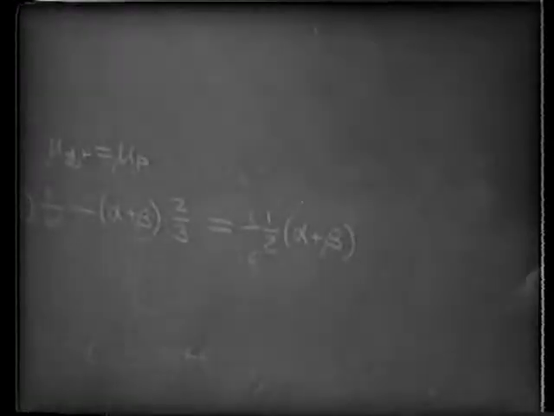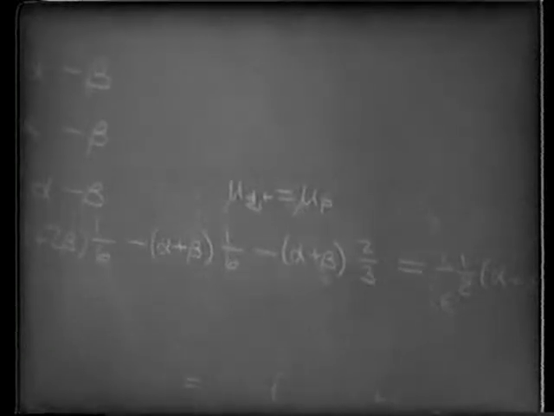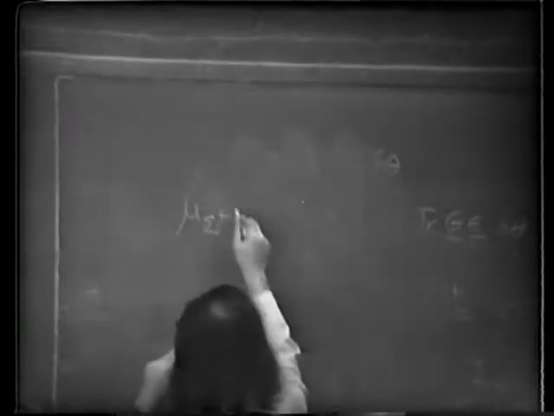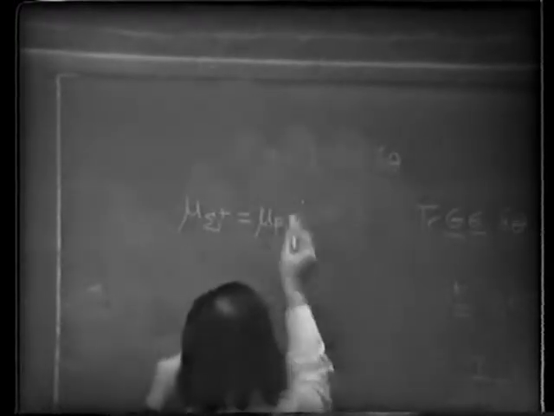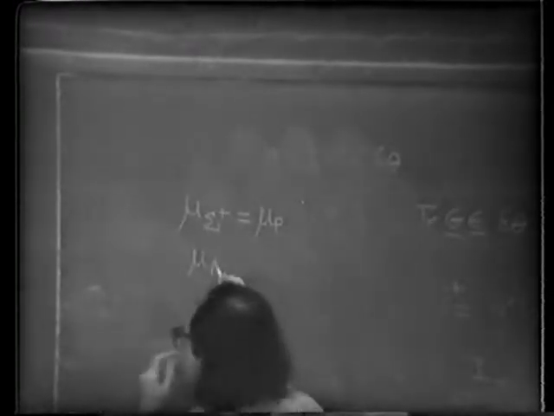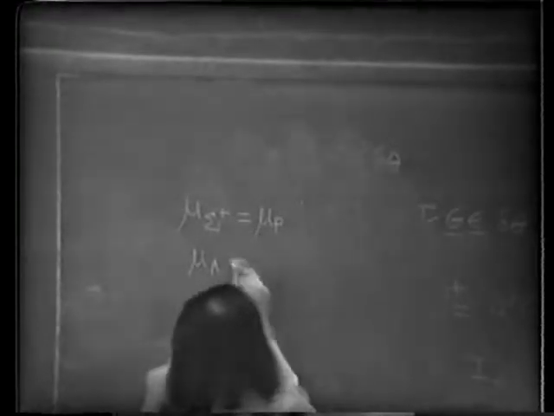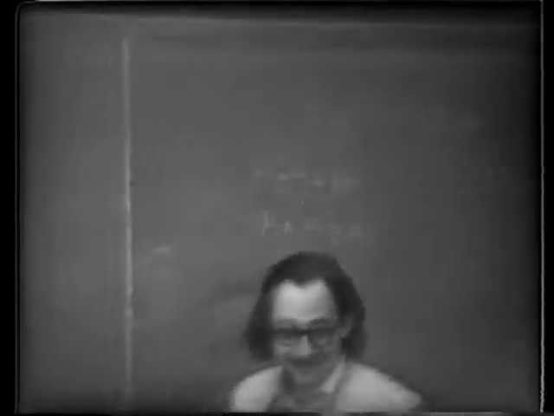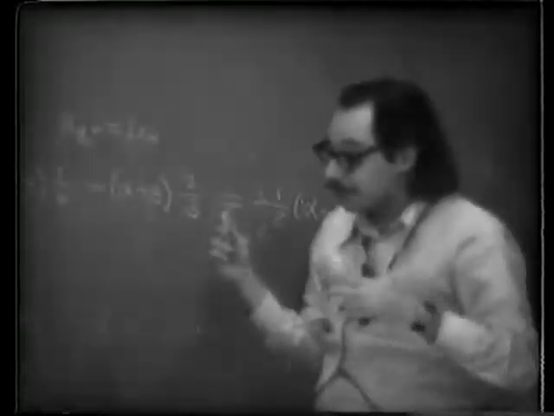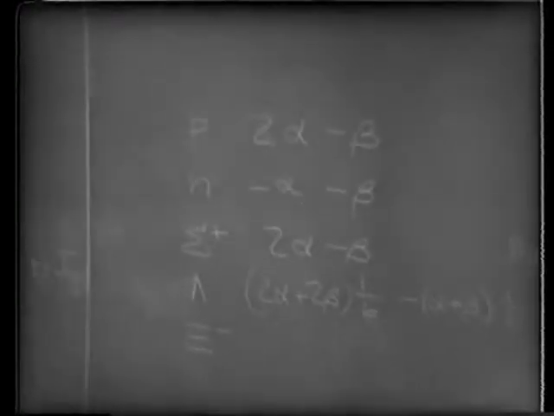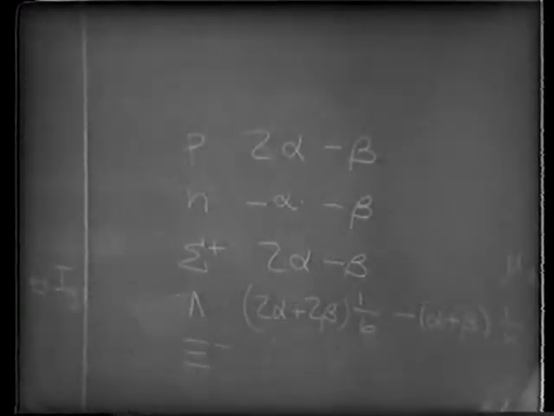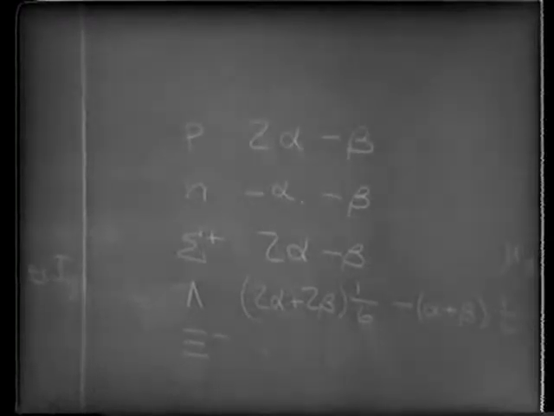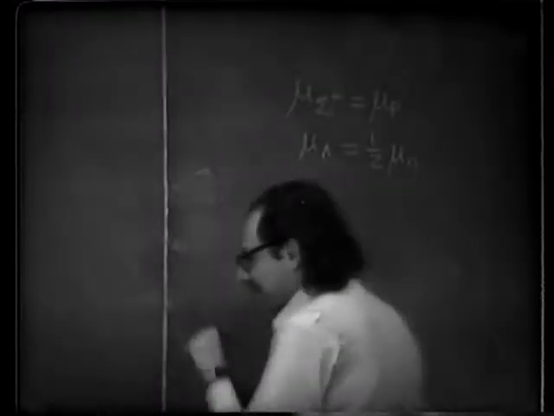I better put our predictions summed up here. I'll then compare them with experiment. The magnetic moment of the sigma plus is equal to the magnetic moment of the proton. The magnetic moment of the lambda is equal to 1/2 the magnetic moment of the neutron. Not only the magnetic moment, of course, F2 at K squared equals 436, but that doesn't happen to be measured. Any electromagnetic matrix element, F2 plus 37 F1 at K squared equals 436.